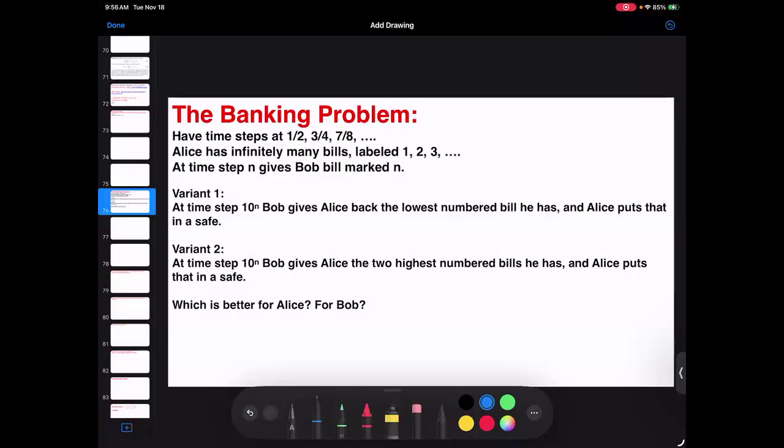It's okay if you're wrong. What does your intuition say? As soon as you see this, you think it's better to give one bill back as Bob than giving back two?